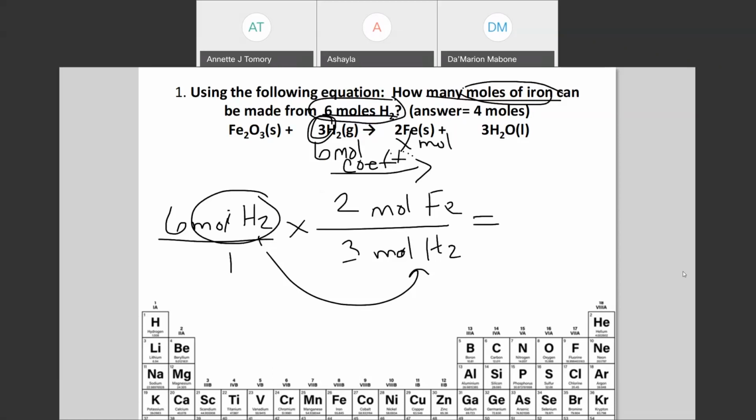So this is starting off basic. This is what we did a couple weeks ago, where we go from moles of one thing to moles of another. All right, so I'm starting from left to right. The moles of H2 cancel out. 6 moles is on top, so it's going to be times 2 because 2 is on top. And then we're going to divide it by 3 because it's on the bottom. So 6 times 2 divided by 3. What does that come out to be? 4. 4 is correct. So 4 moles of Fe.